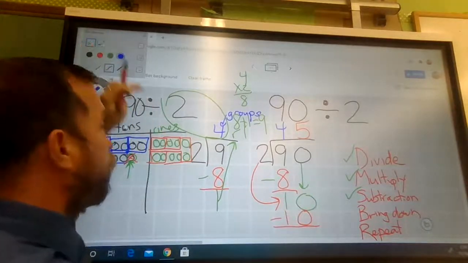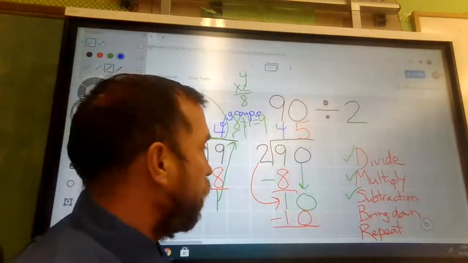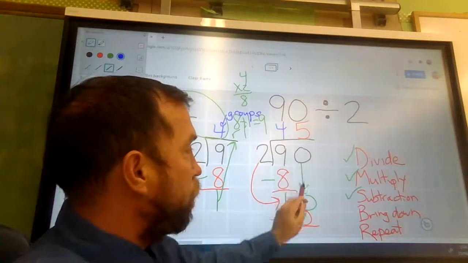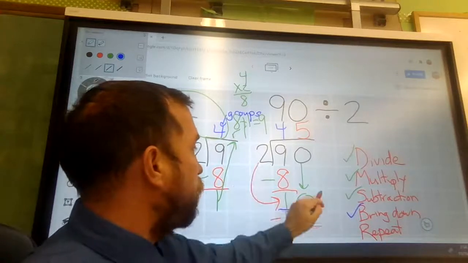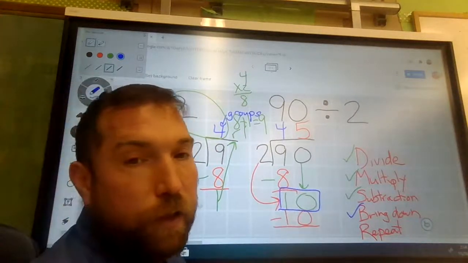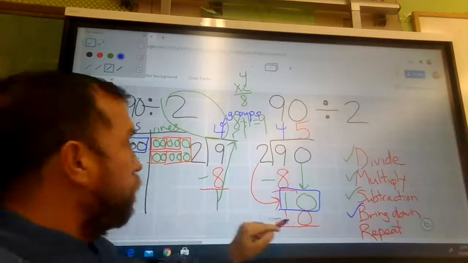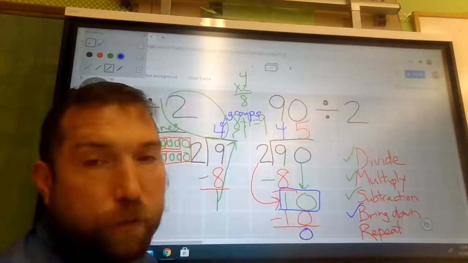And then our subtract: how many kids were left over? So I'm sorry, that was the B. B was to bring down the 0, and then R was repeat. How many times can 2 fit into 10? We used all 10, so there was 0 left over.